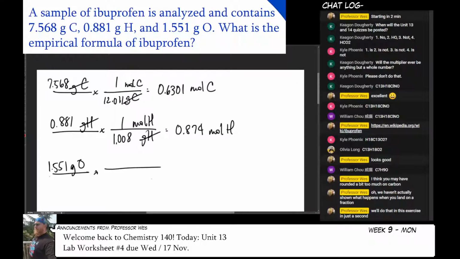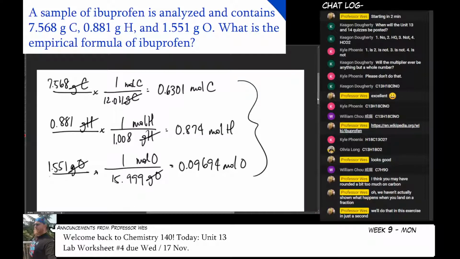And then finally we have oxygen. In 1 mole oxygen there are that many grams of oxygen. 0.09694. All right, so there's a lot less oxygen than there are the others. Just be mindful of the 0, don't lose it.